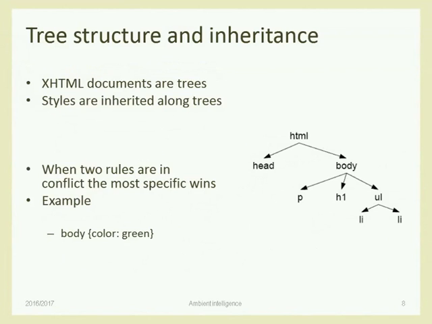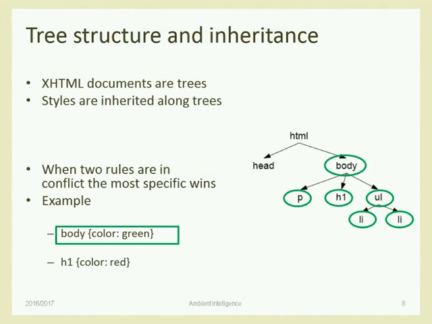Of course, there might be the case where more rules match the same elements. So imagine we are defining a rule body color green. So we are matching the body element. It means that it applies to all the HTML document, every element inside the body. And later on, we define H1 color red. So actually, we are redefining a property at the H1 level. And this only applies to this node. So who wins? Will the H1 node be red or green? In this case, it will become red.